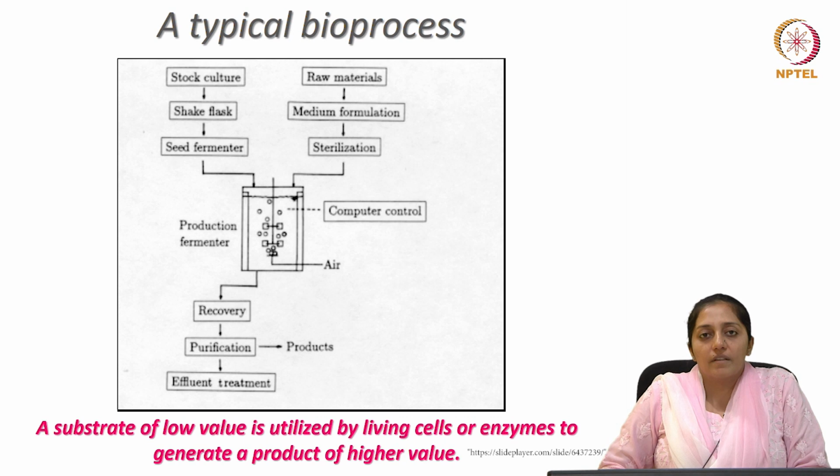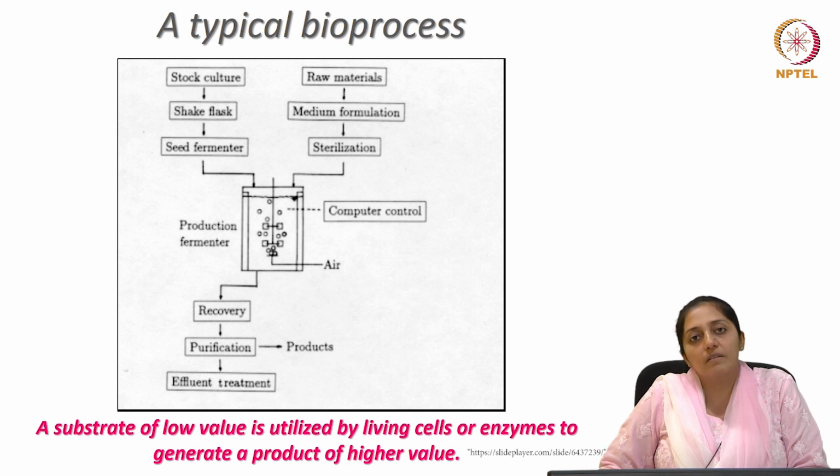Then on the right hand side top corner, there is raw material, which is your substrate. Sometimes the raw material is required to be pre-treated or processed before it can be used in the reactor. So that raw material is processed, then medium formulation is done, involving macronutrients, micronutrients, and depending on the production platform, there might be a need for other compounds like hormones or growth promoting substances for the organism.